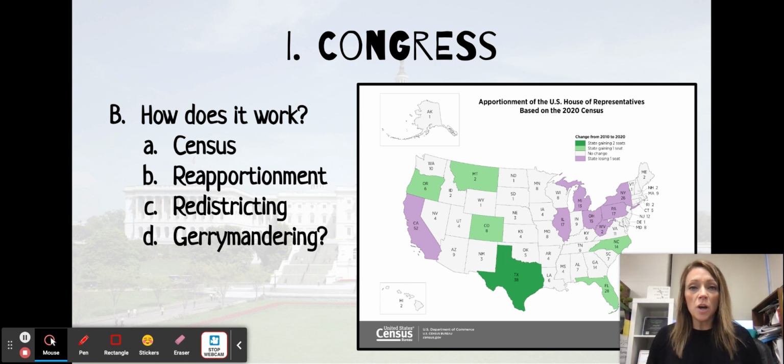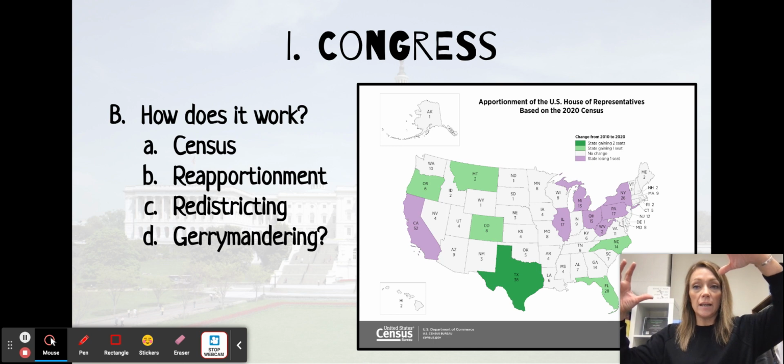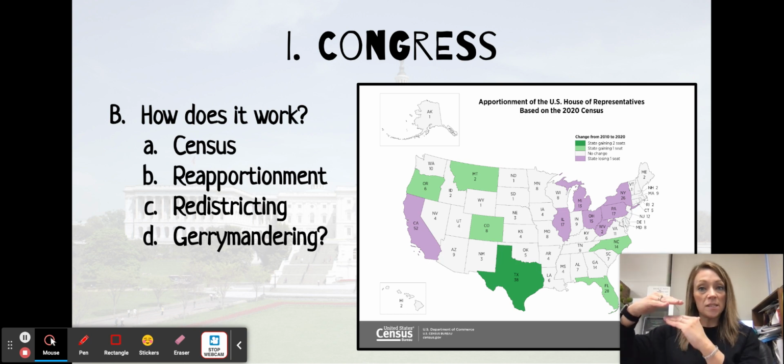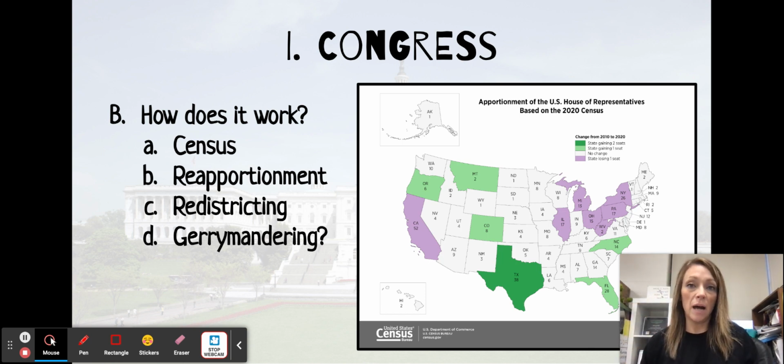But when we redraw district lines, we have to do that every time we have a census because we got to make sure that maybe a whole bunch of people who lived in a really urban area, maybe they moved out of the urban area over the course of 10 years. And you've got to make sure that your districts that you draw are still equal in population.